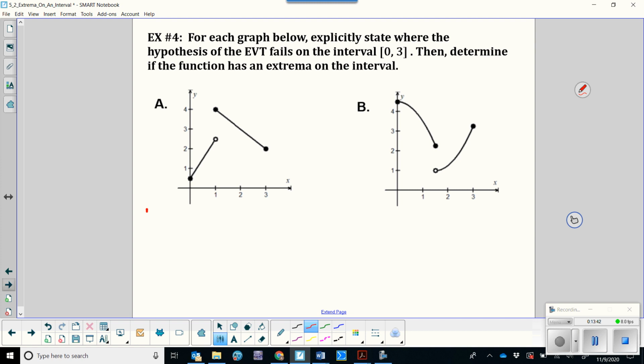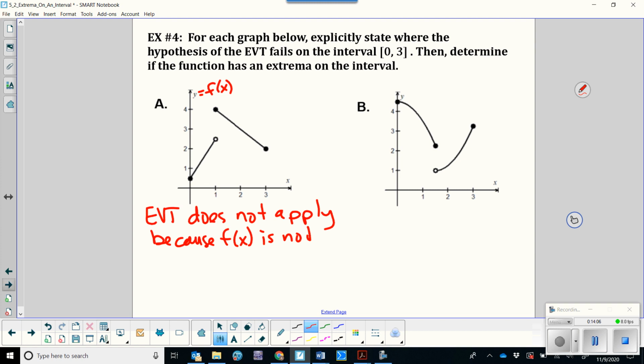So the extreme value theorem here does not apply, and that's because, I guess it doesn't have a name, just why. I guess we could just call it f, and then we could call the other ones different letters since it didn't tell us, because f of x is not continuous on the interval from 0 to 3, okay? And that's the first criteria. It has to be continuous. It's not.